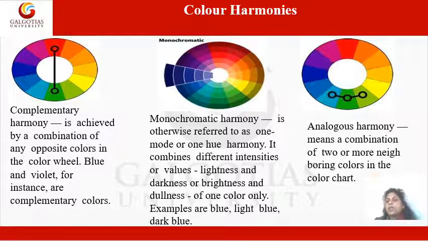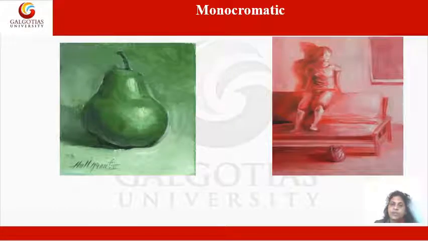Then we talk about analogous harmony. Analogous harmony stands for a combination of two or more neighboring colors. Neighboring, like here we have green color. Near about that we have light blue, and the other one is blue. Light green, sorry, and light blue. When we mix these two colors, we will get another wonderful combination of color. These are the examples of the monochromatic.